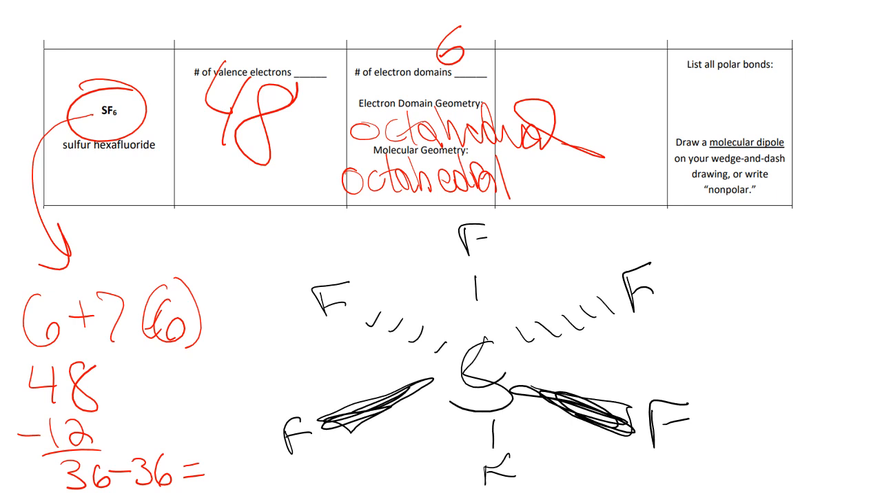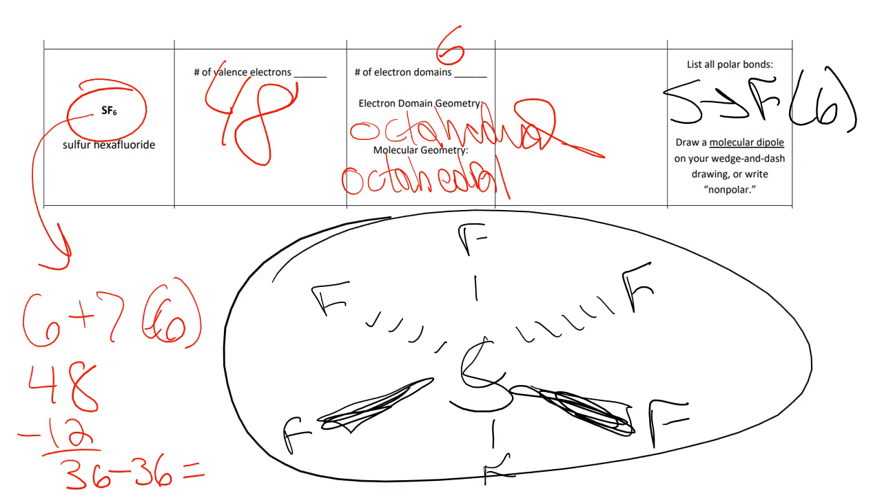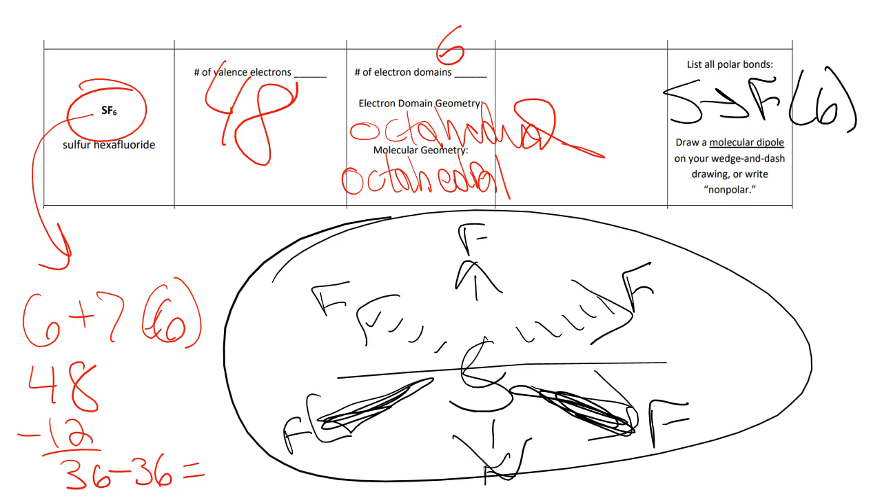List all polar bonds. Fluorine is the strongest, so we know it's going to be the S to F bonds, 6 of them. And then is it nonpolar? Does this look symmetrical? Yes. All these fluorines are pulling the sulfur in equal and opposite directions. Therefore, the sulfur wouldn't go anywhere. It would not have any net charge. So this is going to be nonpolar.